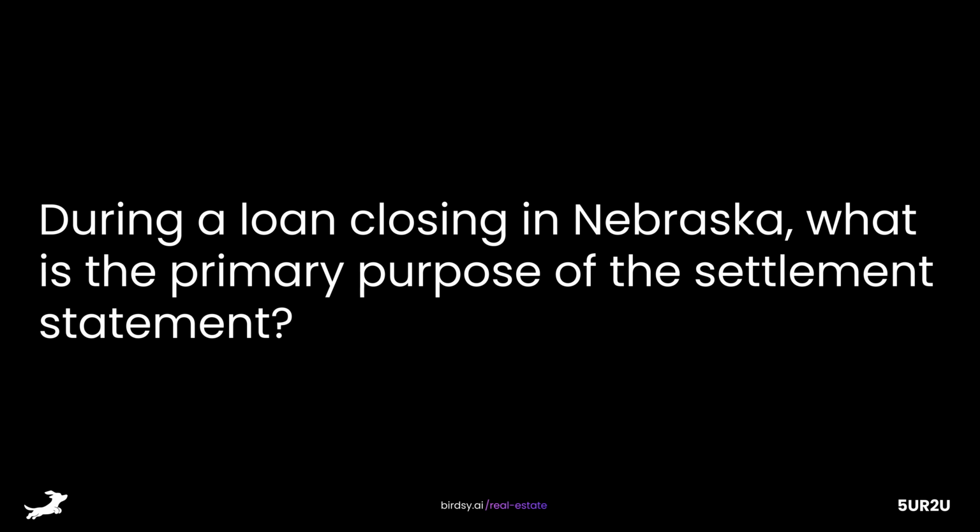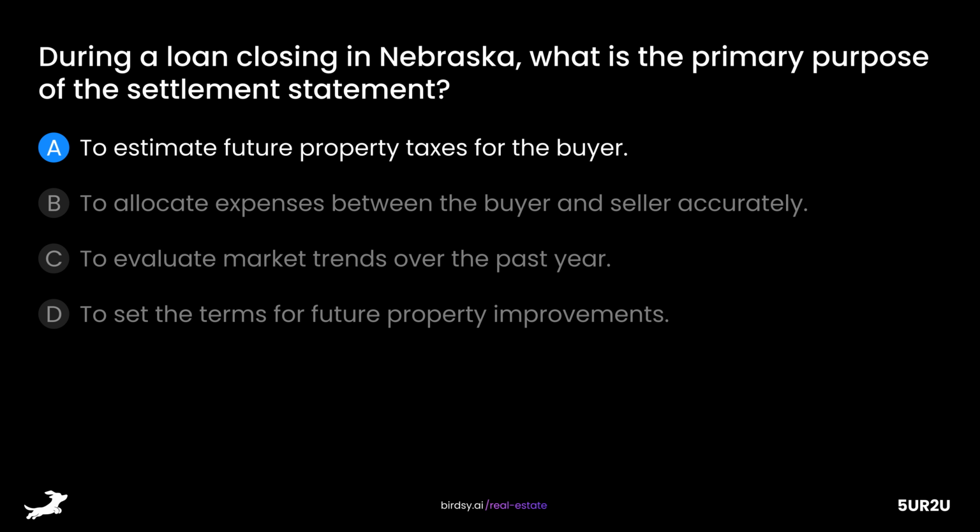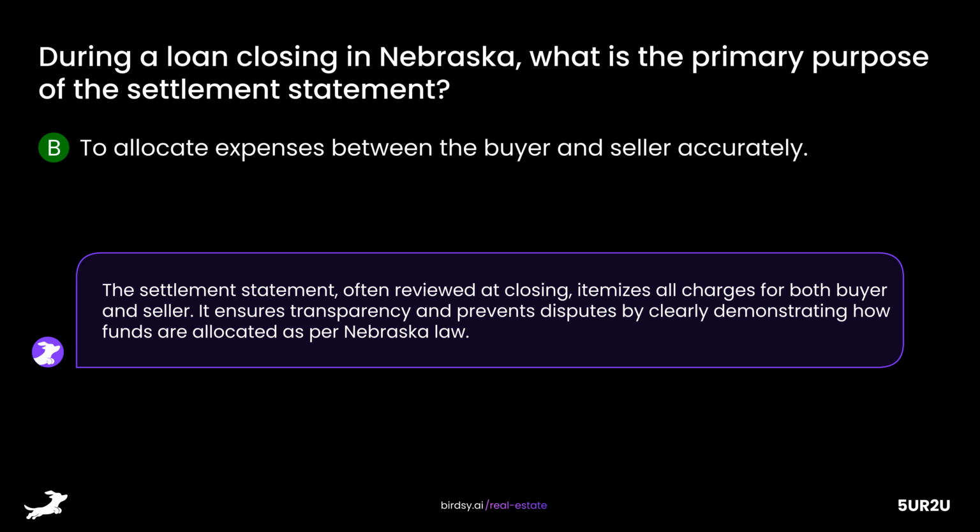During a loan closing in Nebraska, what is the primary purpose of the settlement statement? Is it A, to estimate future property taxes for the buyer; B, to allocate expenses between the buyer and seller accurately; C, to evaluate market trends over the past year; or D, to set the terms for future property improvements? The answer is B, to allocate expenses between the buyer and seller accurately. The settlement statement, often reviewed at closing, itemizes all charges for both buyer and seller. It ensures transparency and prevents disputes by clearly demonstrating how funds are allocated as per Nebraska law.